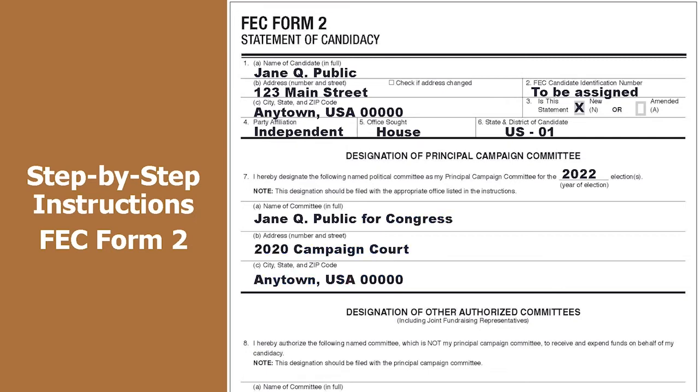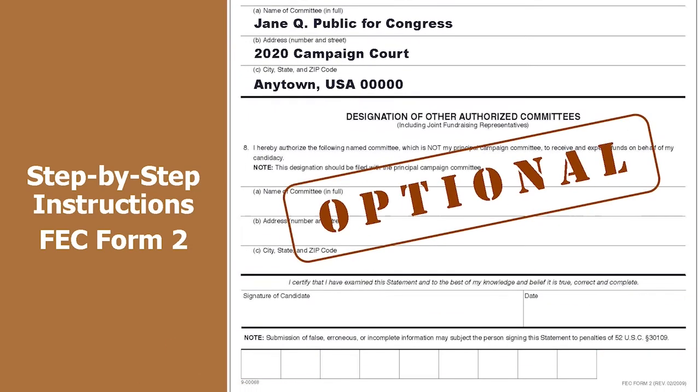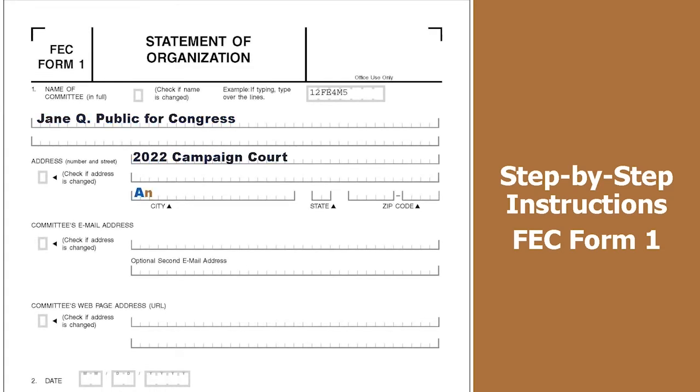On line 7, you must provide the name and address of your principal campaign committee. If you choose, you may also designate additional authorized committees on line 8. Finally, the candidate must sign and date the form. Now let's look at Form 1, the Statement of Organization form used to register the candidate's campaign committee.